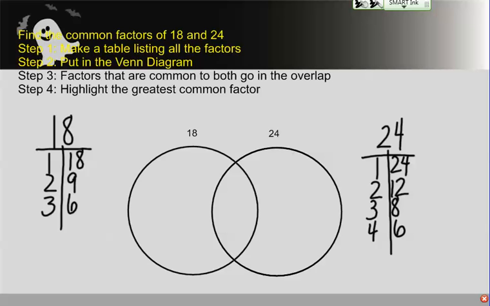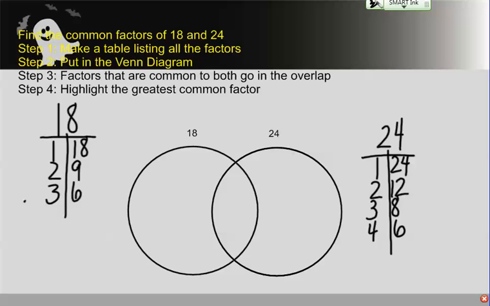So now what we're going to do is we're going to start classifying these. We're going to put them into this Venn diagram. Okay, so we're going to start with the ones. They both have a 1, so that's going to go right here in the center. The center is where you share everything. They both have a 2. So that's going to go there. They both have a 3, so that's going to go in there. They don't both have a 4. The 4 is only with 24, so it's going to go in the 24 circle.